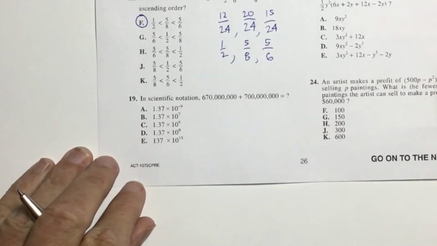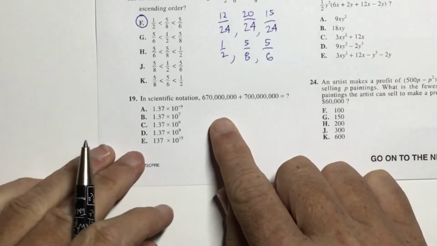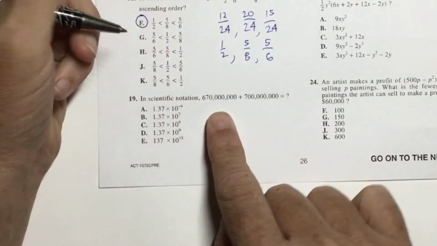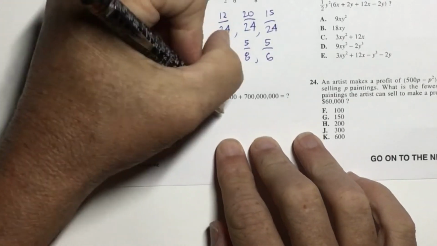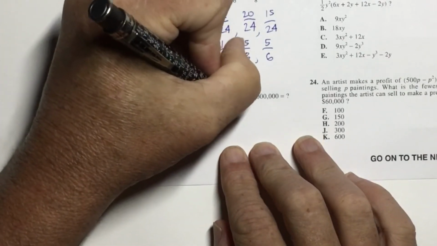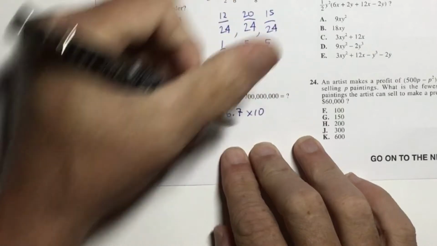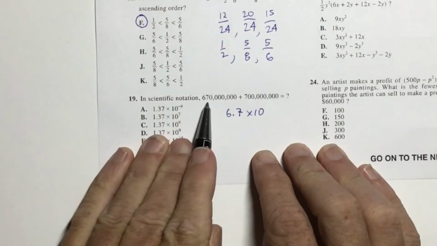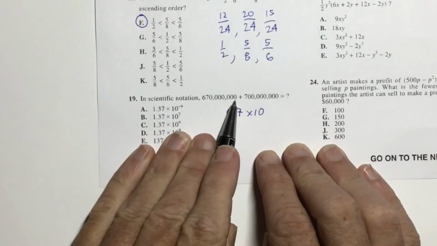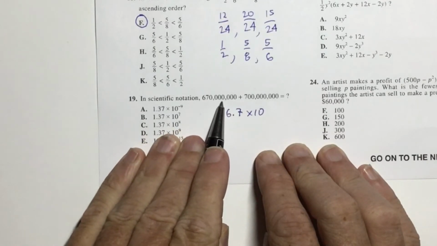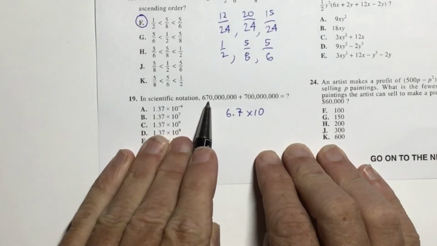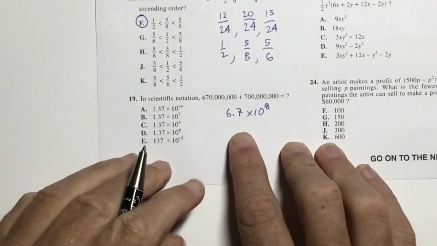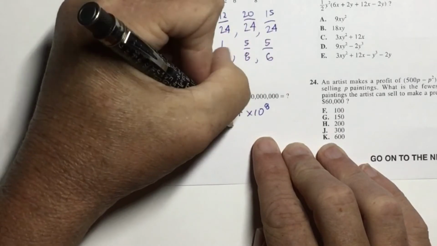In scientific notation, 670 million plus 700 million equals what? Well, let's convert these to scientific notation. So this one will be 6.7 times 10 to the, well, our decimal point started there. And to get to 6.7, to move it to there, we had to go 1, 2, 3, 4, 5, 6, 7, 8. So 670 million is 6.7 times 10 to the 8.